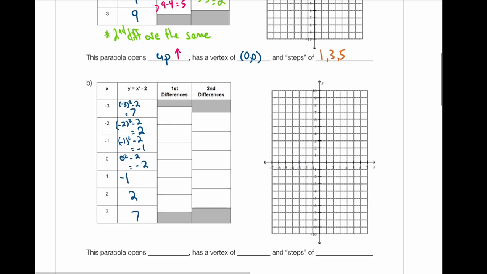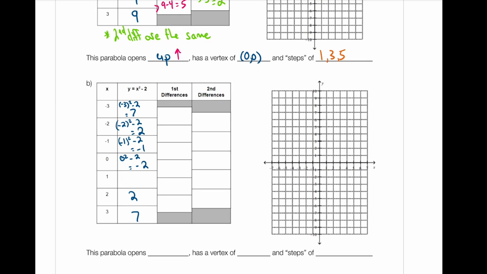With these values now, we can plot those points. So at -3, we're at 7. At -2, we're at 2. At -1, we're at -1. At 0, -2. And then it repeats on the other side. We can connect our points if we want, and here we have our parabola.